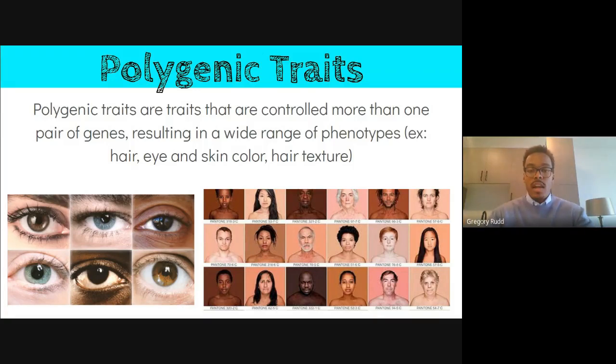There's a spectrum of skin color. There is a spectrum of height. There's a spectrum of weight. There's a spectrum of muscle tone. There's a spectrum of hair texture. And this is because these are determined by multiple genes, which results in multiple potential outcomes.